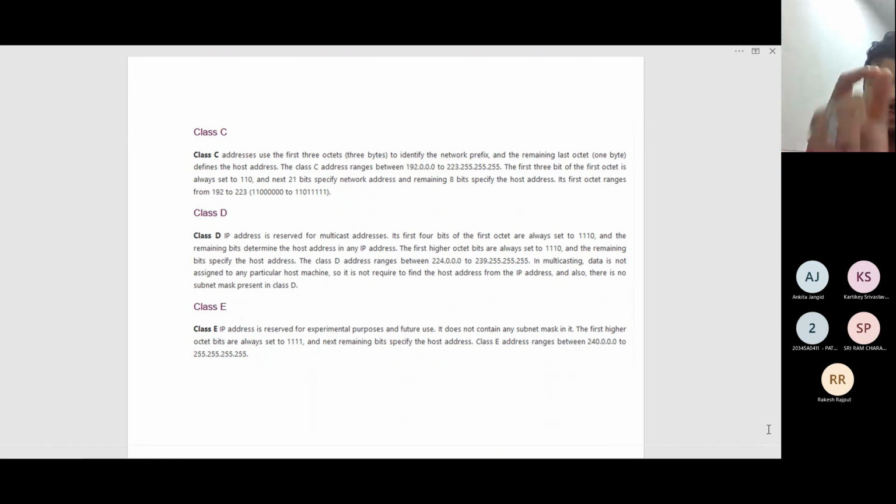So this is a very small range used only for multicasting. Multicast address means we mostly use it for data like television channels. That data is used for multicasting.